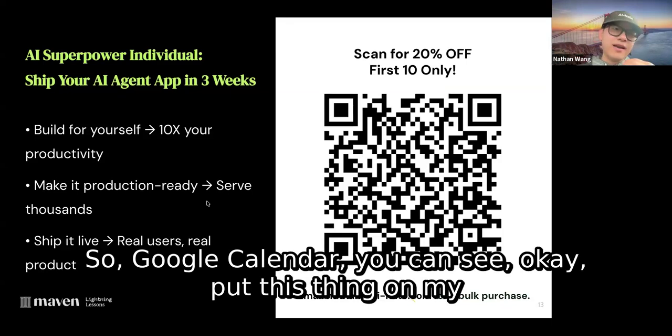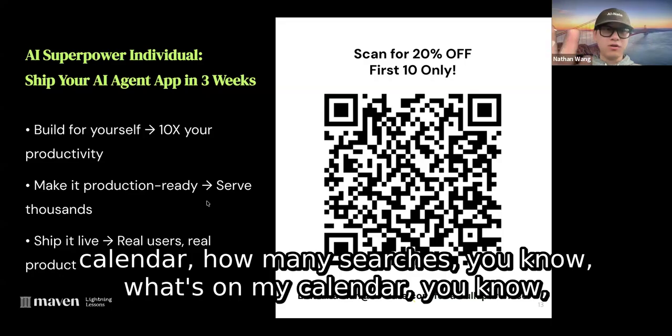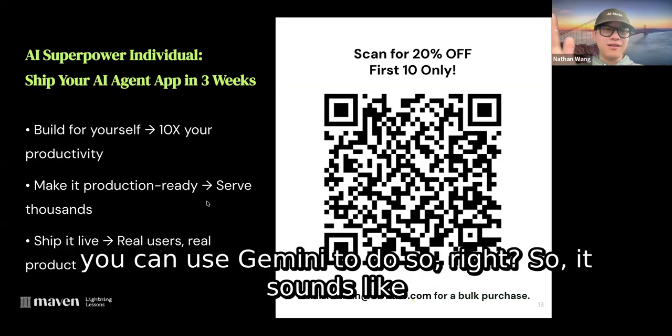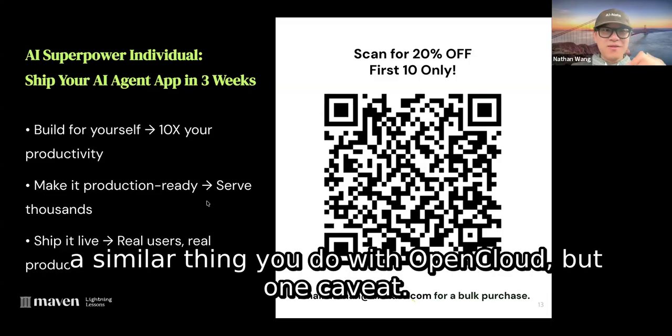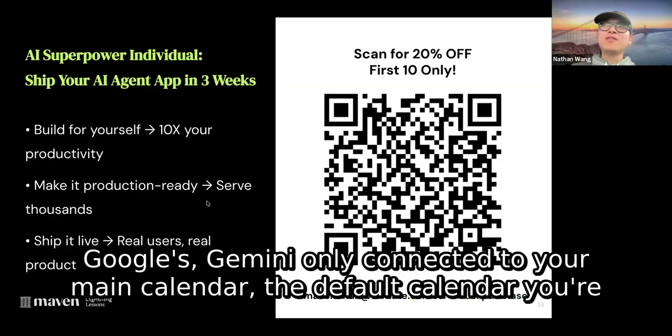Okay. So Google Calendar, you can see, okay, put this thing on my calendar, help me search what's on my calendar. You can use Gemini to do so, right? So it sounds like a similar thing you do with OpenClaw. But one caveat: Google's Gemini only connects to your main calendar, the default calendar you're using.